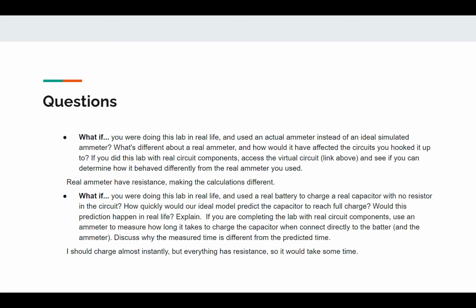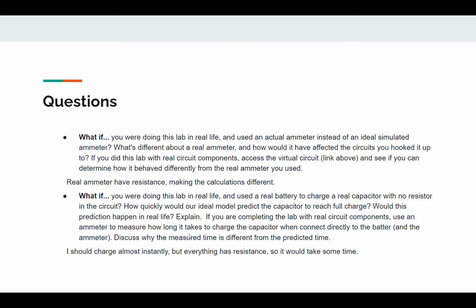Well, I kind of already explained this, but the real ammeter would have a resistance. And then that would make our overall calculations different because we would get different resistance for our actual resistors. I also like to add on that real resistors aren't guaranteed to be the exact value that they say they are. They have a leniency of about 10% of whether it's on that real charge that they say it is.